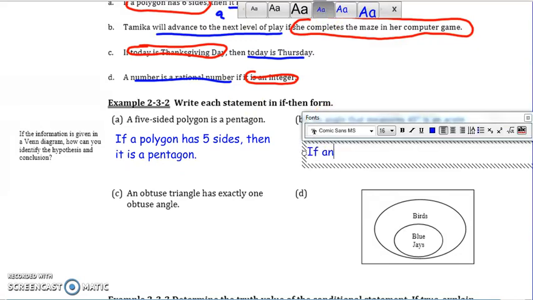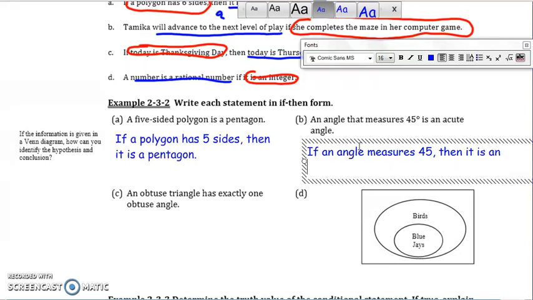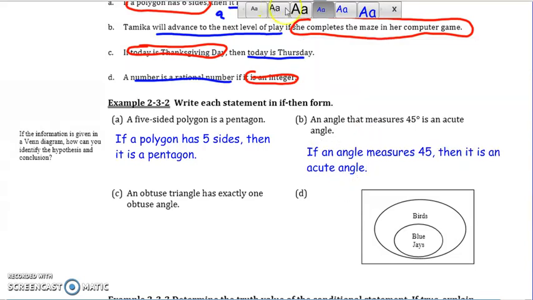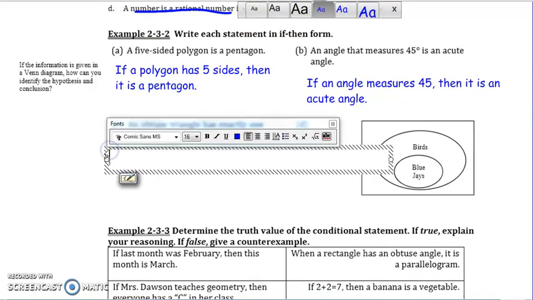So on this next one, if an angle measures 45 degrees, then it is an acute angle. So if you want to try this next one on your own, pause, try it, press play, and check when you're ready.